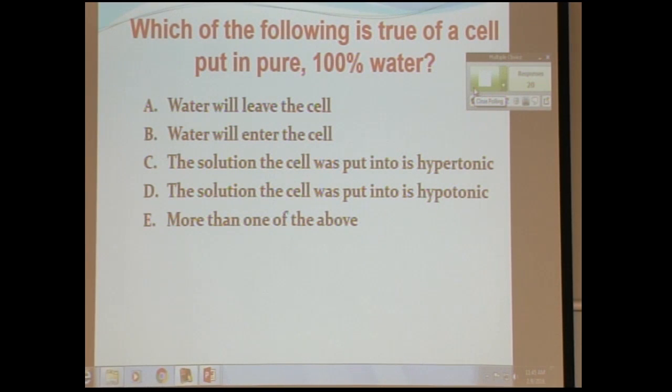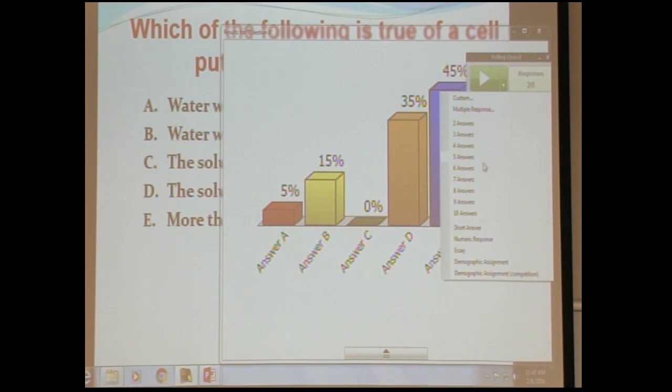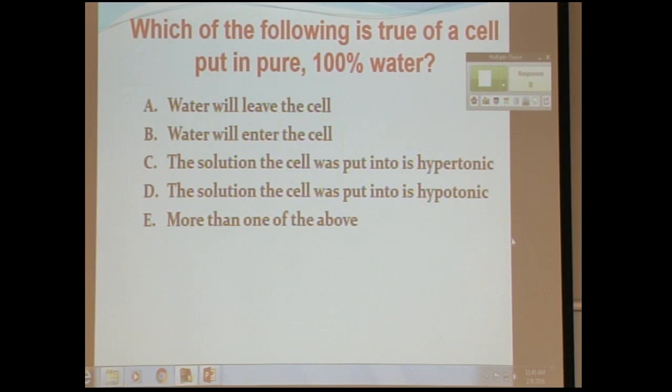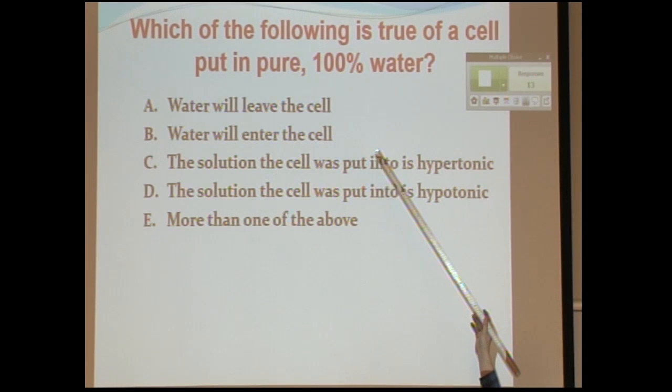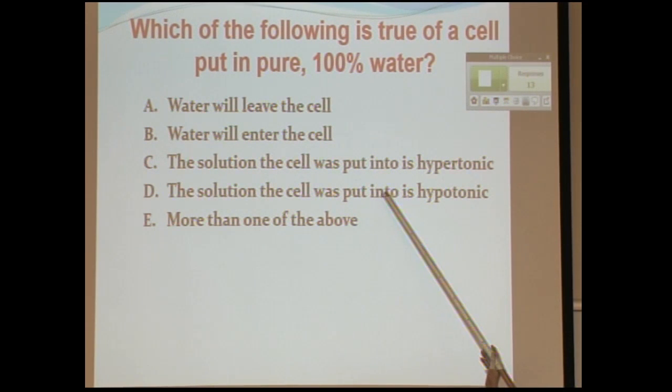Better know which ones you think it is. Definitely the way to do it is figure out which way water's going to go first, and then say which kind of solution it is. That's usually the order of steps I would do it in. If you try to skip to the second step, you might confuse yourself.